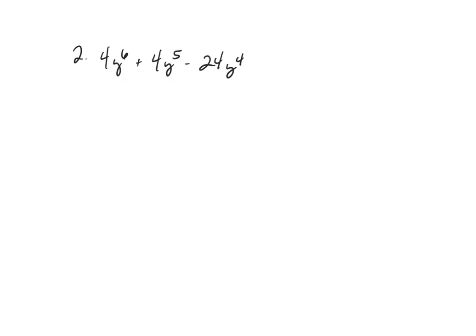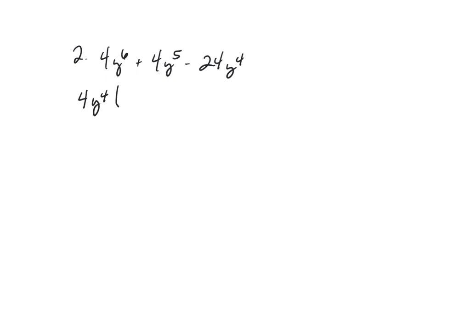Problem number 2. So we have the numbers 4, 4, and 24, and the greatest common factor, the biggest number that can divide evenly into all three of these, is 4. Now we need to look at our y variable, and so we're going to take the y with the smallest exponent, so that's going to be y to the 4th. Now we're going to divide each term by 4y to the 4th.